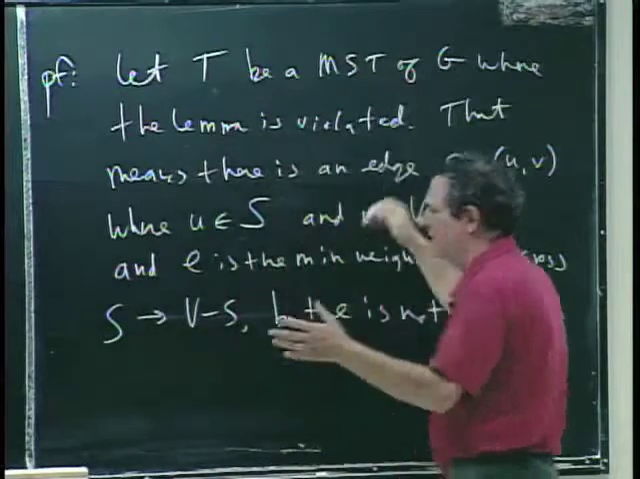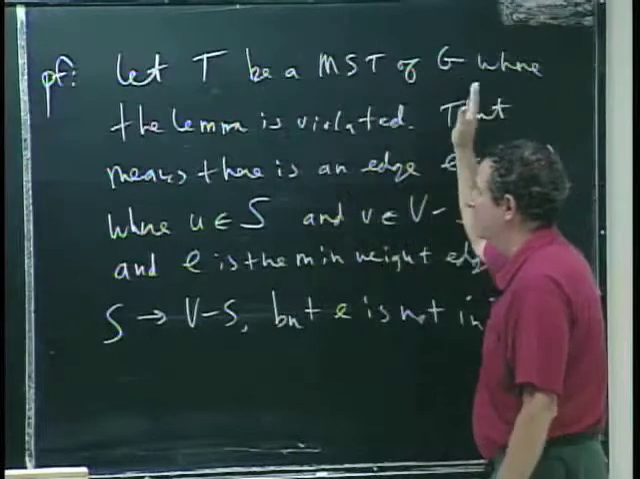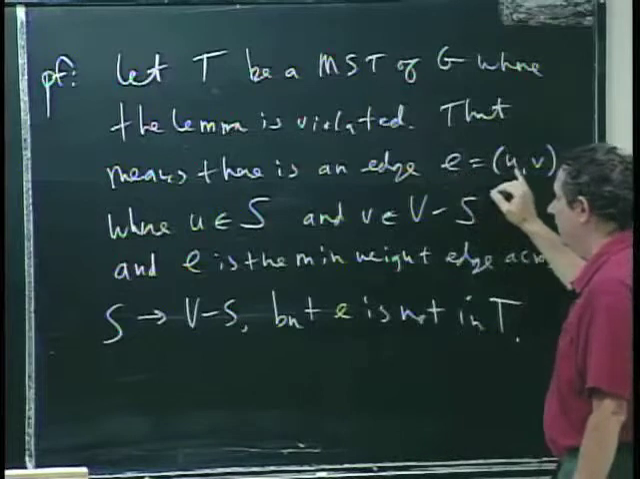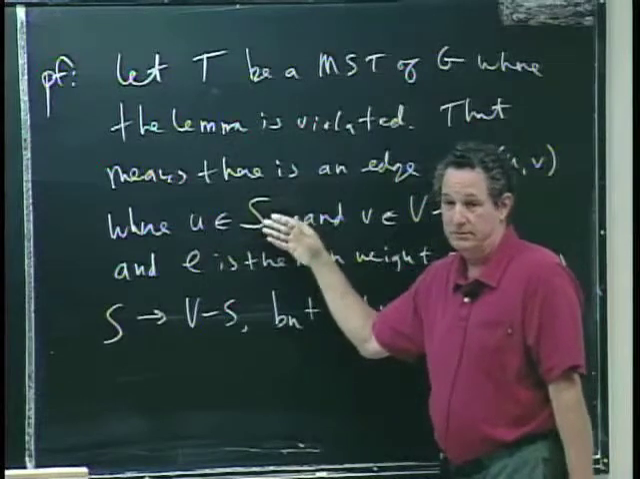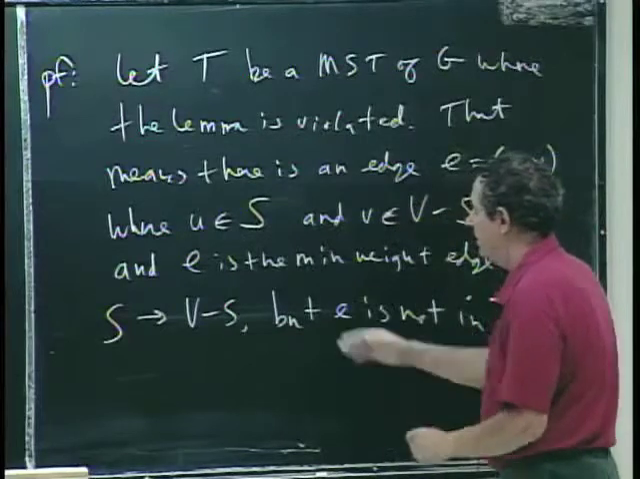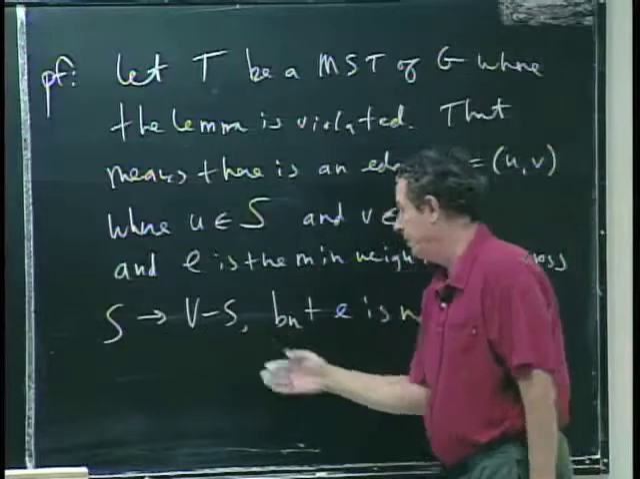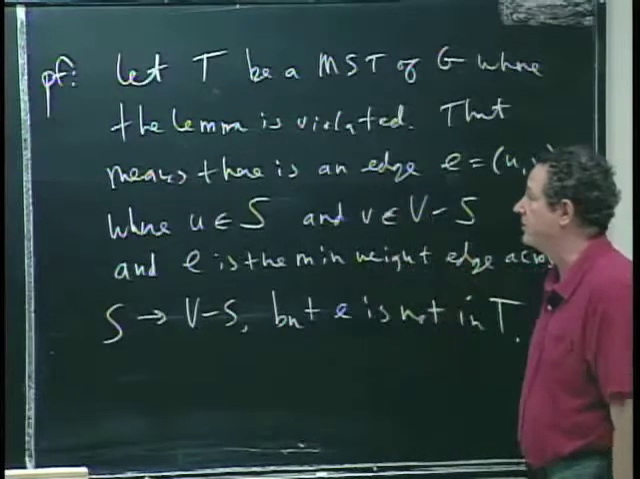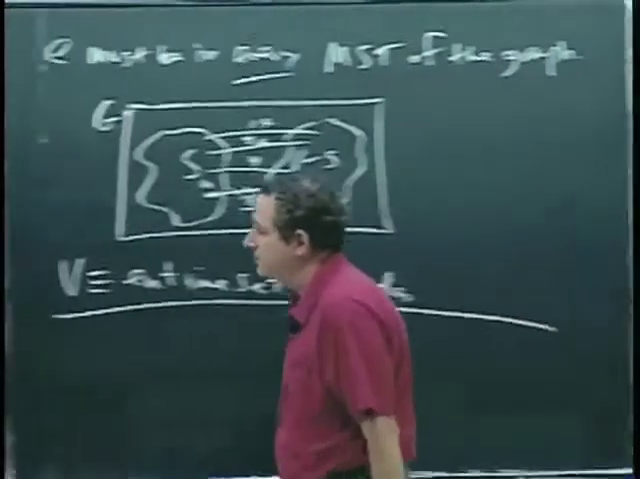Okay, so this is just setting up what it means to be a contradiction. T is a minimum spanning tree where the lemma is violated, that means there has to be some edge E that connects U to V, where U is in some subset of nodes, and V is in the complement subset, and E is the minimum weight edge that crosses from S to V minus S, but E is not in T. Okay, everybody see that this is just setting up the contradiction, setting up what it means that the lemma is not true. So we can draw a picture.